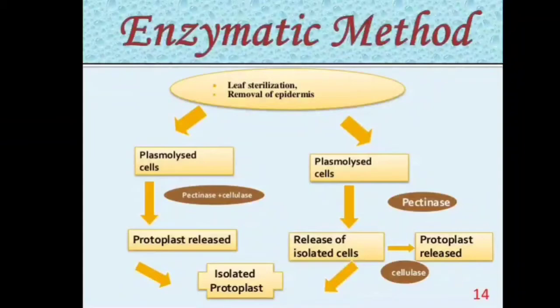And then in the last step, the protoplasts are transferred to the suitable culture media. So these are the steps involved in the enzymatic method. Firstly, the part which we have chosen for the protoplast culture is surface sterilized. After that, it is rinsed in proper osmotic conditions. And thirdly, the epidermis is peeled off, and the entry of the enzyme solution is made.